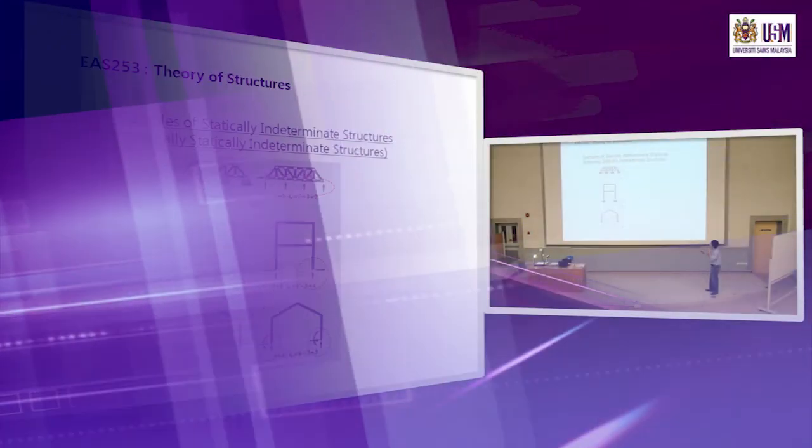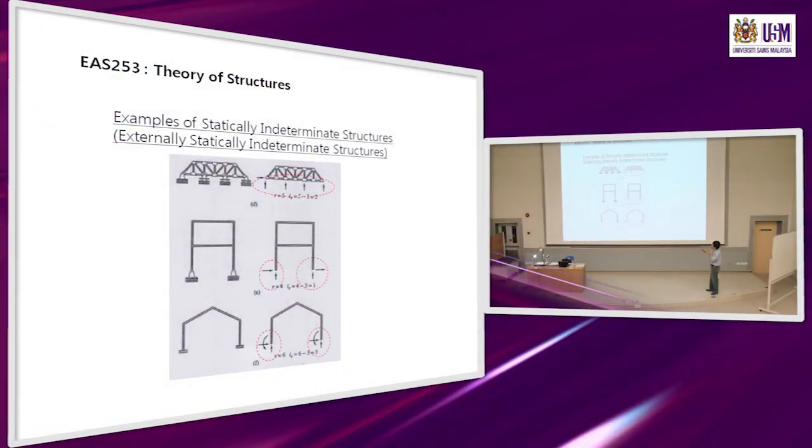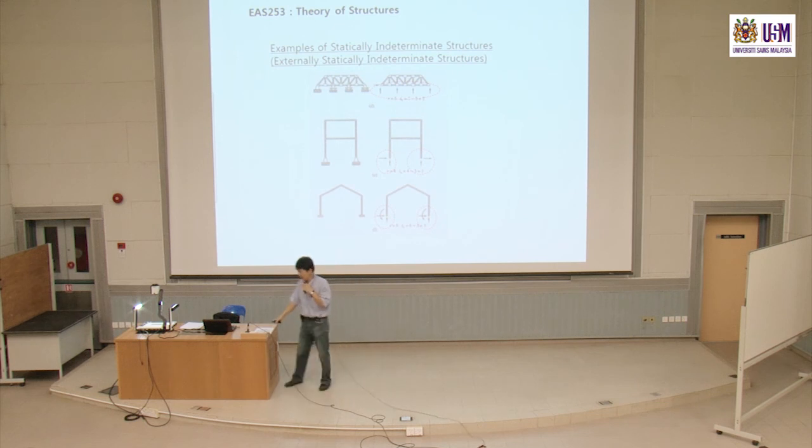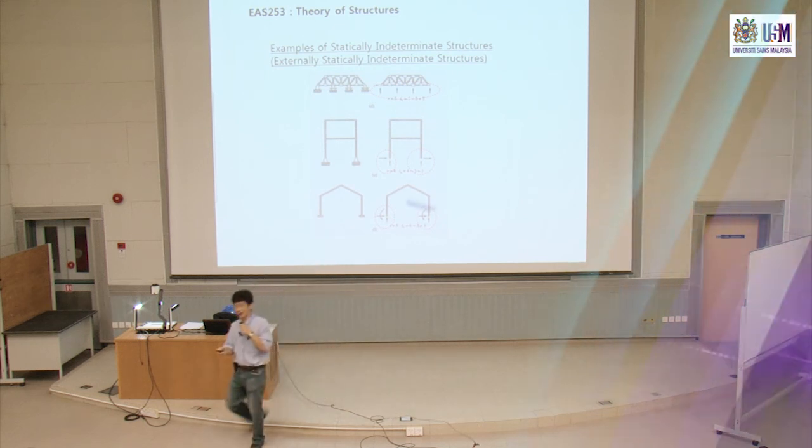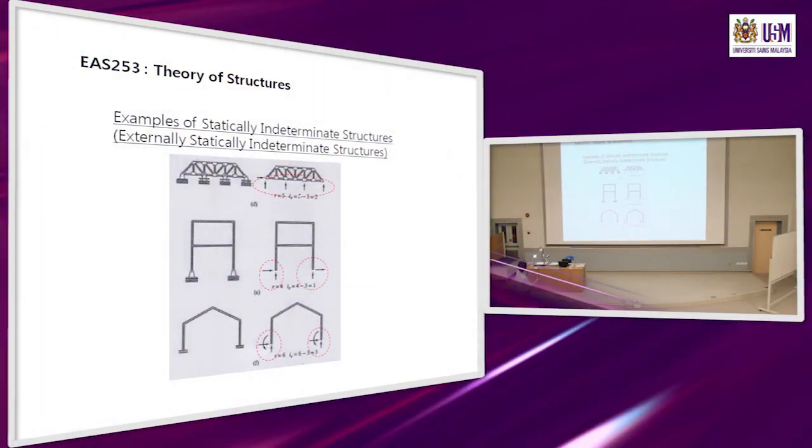Same thing here. Here we have reaction forces 1, 2, 3, 4, 5. Equilibrium equations 3, so there are two forces that we cannot solve, and they are reaction forces. The same thing here, one we cannot solve, from the reaction forces. This one, 6 reaction forces, 3 equilibrium equations only, we cannot solve 3. And the forces that we cannot solve are all reaction forces. In this case, we call them externally statically indeterminate. So externally statically indeterminate means the forces that we cannot solve here are the reaction forces.